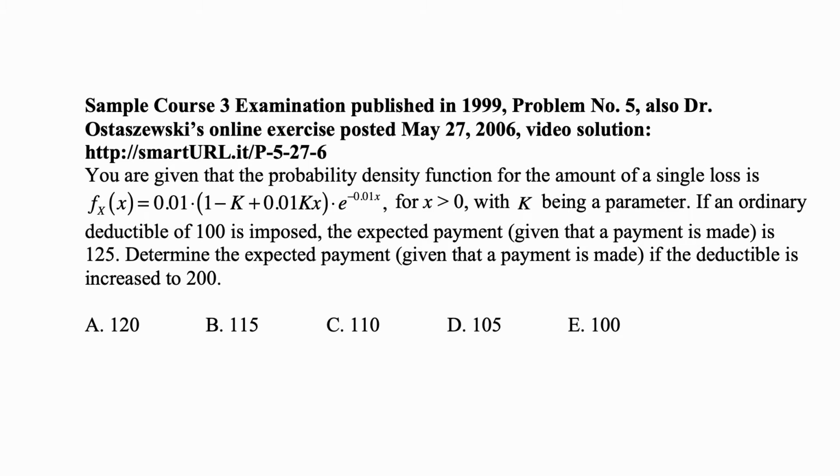Here's a problem for today for exam P on probability. You are given that the probability density function for the amount of a single loss is f sub X of x equals 0.01 times the quantity 1 minus k plus 0.01 kx, times e to the minus 0.01 x, for x greater than 0, with k being a parameter. If an ordinary deductible of 100 is imposed, the expected payment, given that a payment is made, is 125. Determine the expected payment, given that a payment is made, if the deductible is increased to 200.